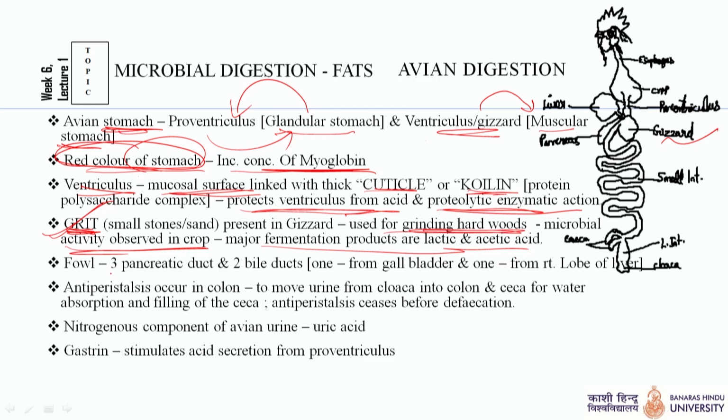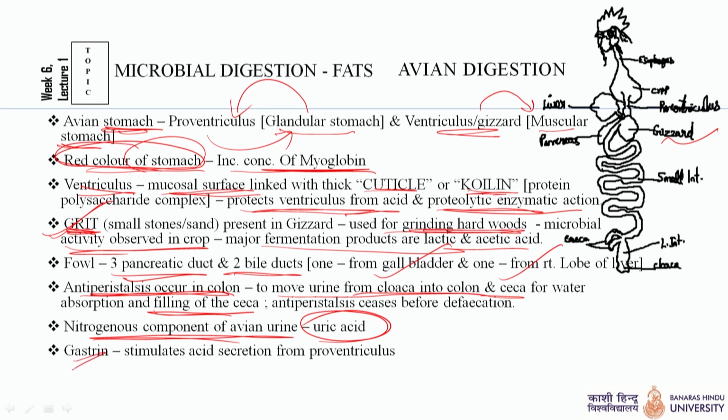Then the avians have 3 pancreatic ducts and 2 bile ducts, one from the gallbladder and one from the right lobe of the liver. Antiperistalsis, the retrograde movement, usually occurs in the colon. This is required to move urine from the cloaca into the colon and ceca so that maximum water reabsorption takes place, as well as for filling the ceca. Before defecation, this antiperistalsis ceases, that means stops. Then the nitrogenous component of avian urine is uric acid, which is less toxic compared with ammonia.